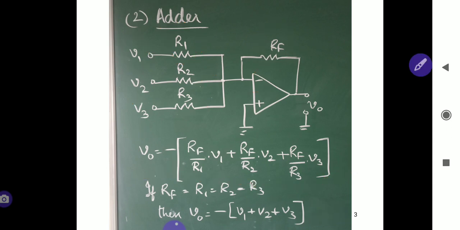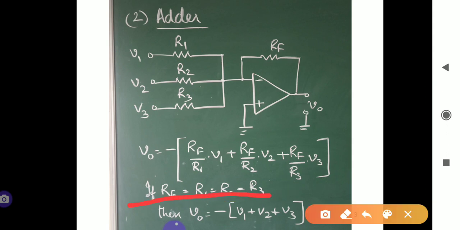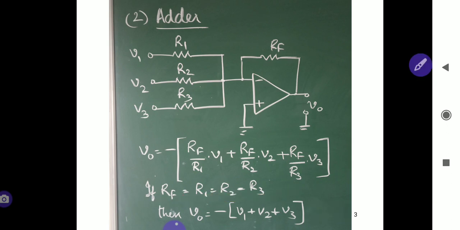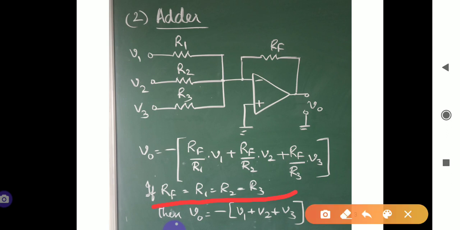Again, if you consider that all the resistances are equal, that is RF is equal to R1 is equal to R2 is equal to R3, then they all would get cancelled in this equation, and you'll be left with V0 equal to minus of V1 plus V2 plus V3. So we have accomplished our adder circuit by using an op-amp.